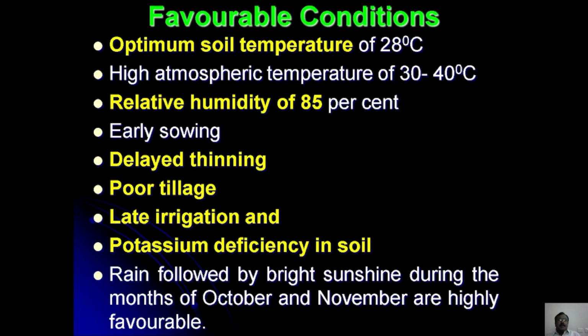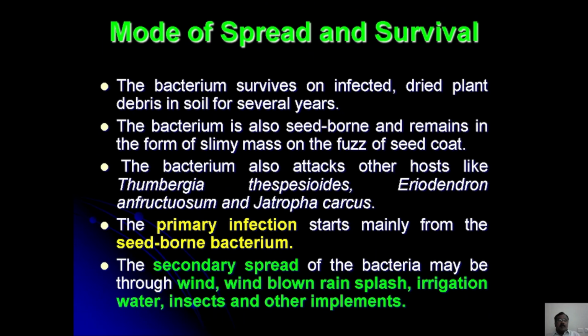pathogen. An optimum soil temperature of 28 degrees or atmospheric temperature of 30 to 40 degrees with relative humidity of 85%, and early sowing of cotton, and then delayed thinning, poor tillage, late irrigation, potassium deficiency, etc. All these are responsible for the initiation as well as development of the disease. These are all the favorable conditions.